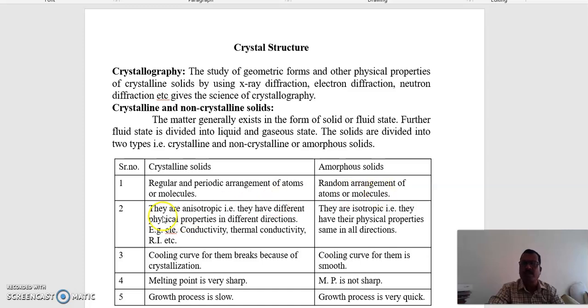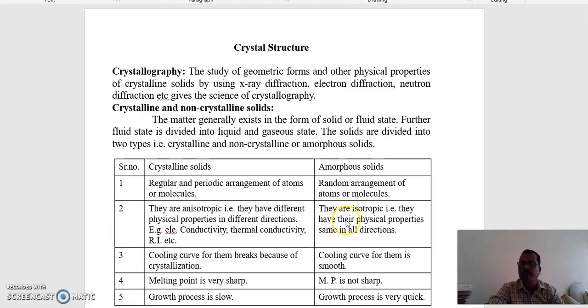Second property of crystalline solids, they are anisotropic. What is meant by anisotropic? They have different physical properties in different directions. Therefore, they are anisotropic. For example, electrical conductivity, thermal conductivity, refractive index, etc. are the examples of anisotropic solids.